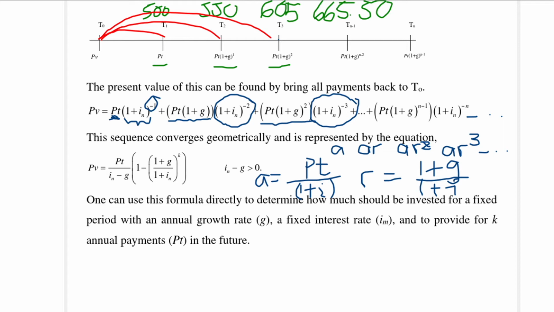And if you use that, there's a formula available to find the sum of a finite geometric series. If you substitute your a and your r into that formula, you will find this value for the present value of a growing annuity. So one can use this formula directly to determine how much should be invested for a fixed period with an annual growth rate g, fixed interest rate i, and to provide for k annual payments in the future.